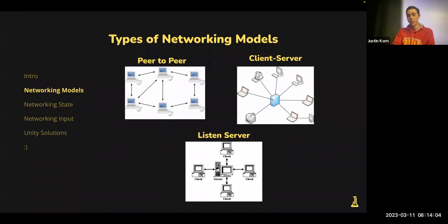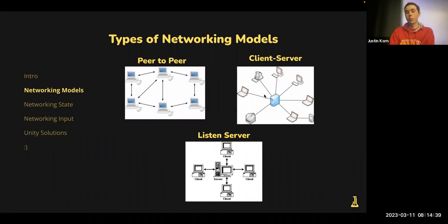For example, if I'm on one computer and I press the shoot button to shoot somebody else, I send directly to the other players that I pressed the shoot button. These models are just different ways of transferring messages across one another. The first one is peer-to-peer, and the second one is client server.